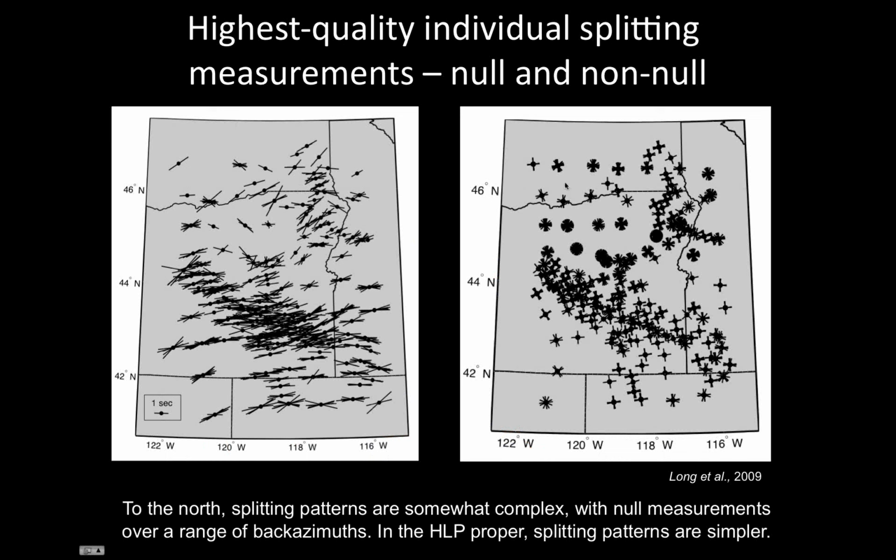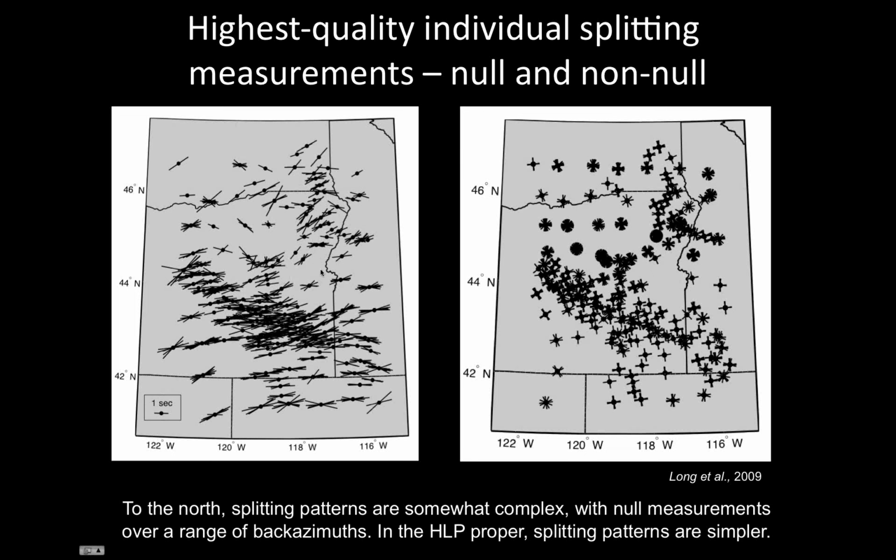So now let's look at the data set in map view. So this is what's being shown here. These are the highest quality individual splitting measurements at each station. On the left, these are the non-null measurements, and then on the right, these are the null measurements. So these are arrivals that don't show any splitting. So I hope this gives you a little bit of a flavor for the data set.